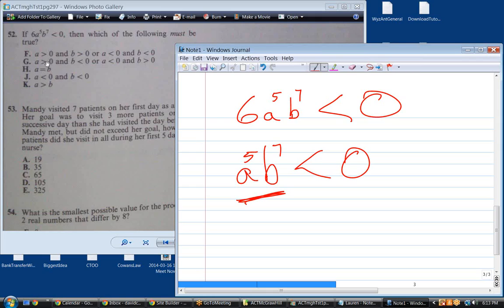If A is equal to B, well, this would be A to the 12th. That's never negative. So we can rule out H. But let's look at some of these here. F. A is greater than B and A is greater than 0 and B is greater than 0, or A is less than 0 and B is less than 0. That looks promising.